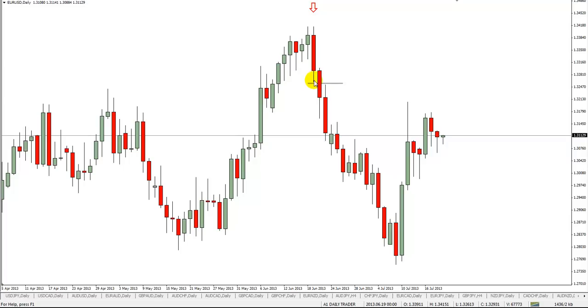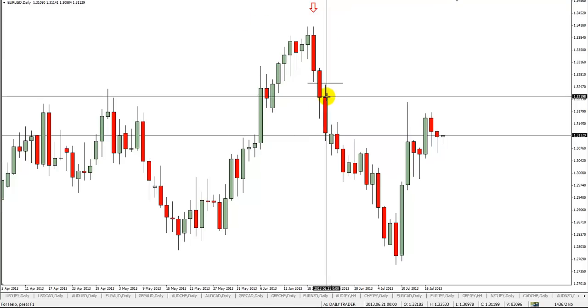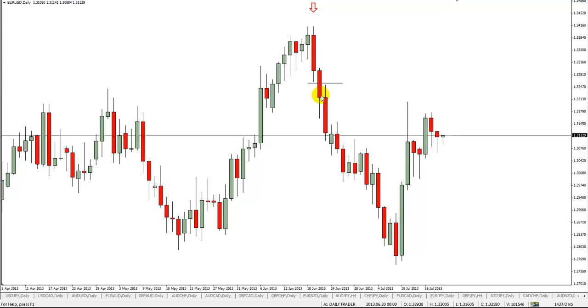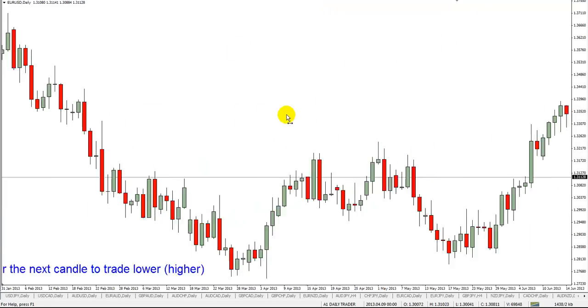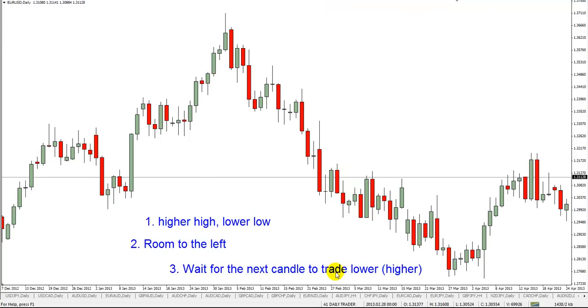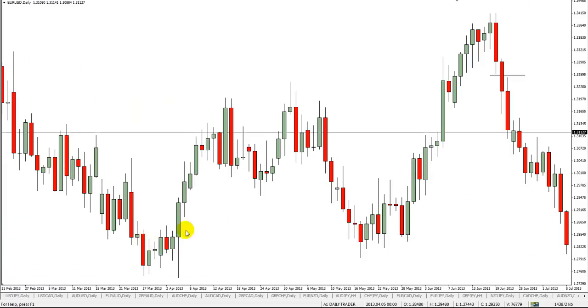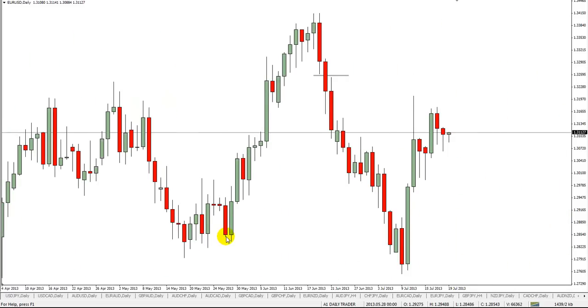It took out the low of the bearish big shadow candle, and at the end of the day the trade was in approximately 42 pips of profit, right? So that's the third rule, waiting for the next candle to trade lower, obviously higher if it's a bullish setup, a buy setup.